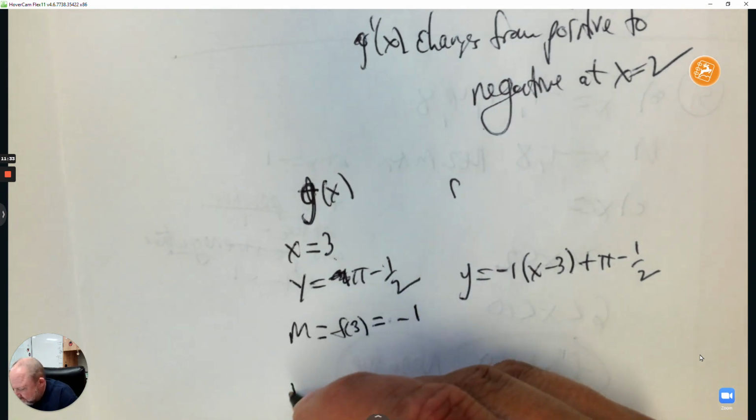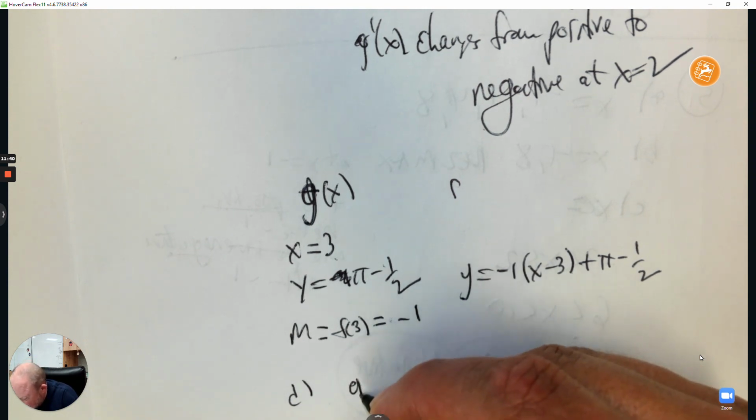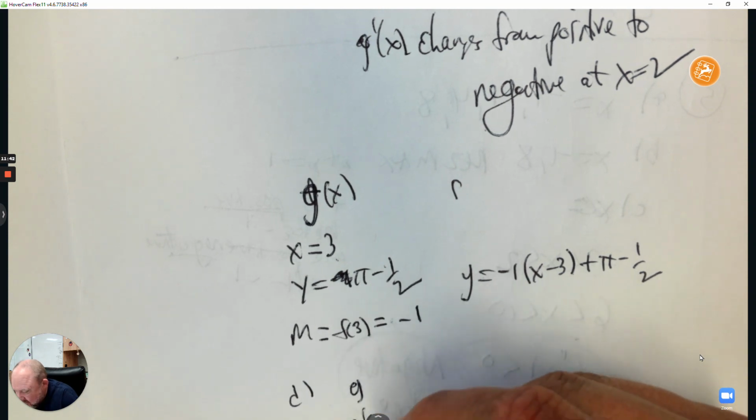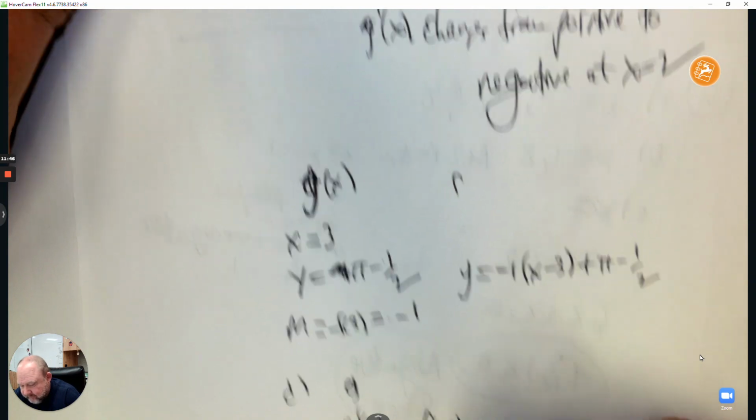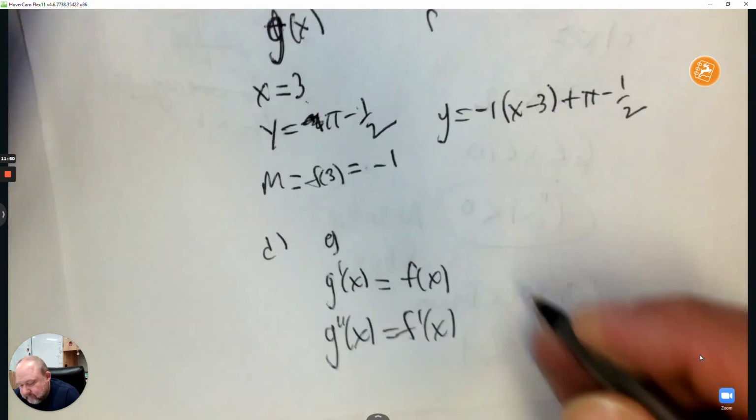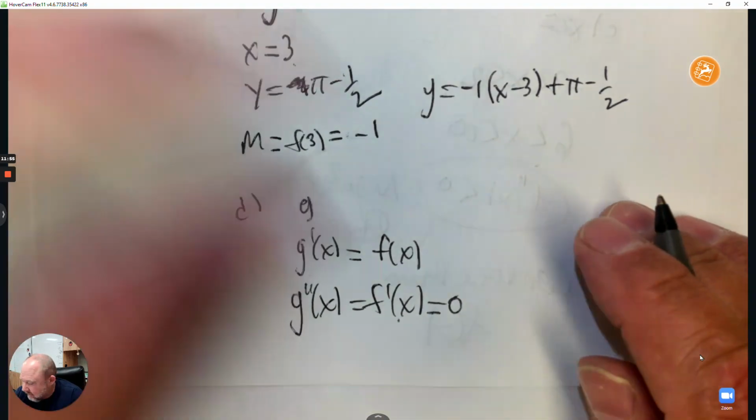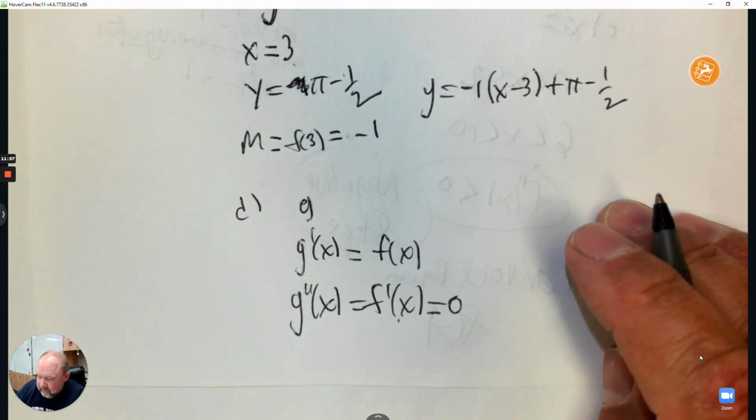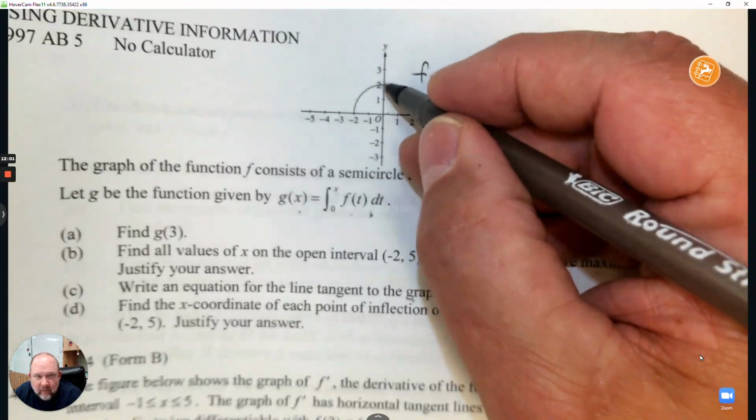All right, part D. Find the x coordinate of each point of inflection. So again, we're looking at g. We just said the derivative of g is f. So to find the point of inflection, we need the second derivative, which is the derivative of f. And we're looking at where that is equal to 0. Where's the turning point? So for f, where's the turning point?